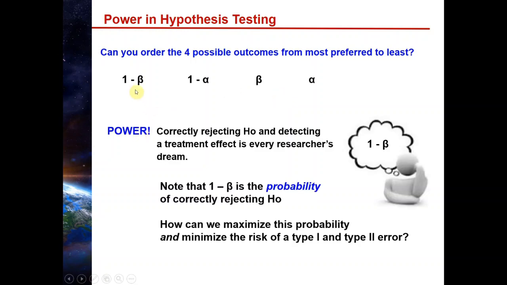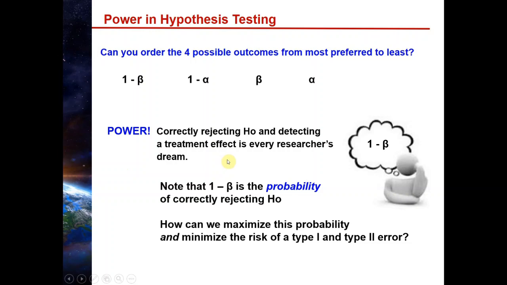Now let's focus on power. All right. Remember, power, if you're in that area, you have correctly rejected H0, and that means you've correctly detected that treatment effect, which is every researcher's dream. We always want to be in here. If we could choose, this is the spot we want to be. Now, remember that 1 minus beta is the probability of correctly rejecting H0. All right. Power means you have rejected H0 correctly. If your test has a lot of power, it means you've correctly rejected H0.